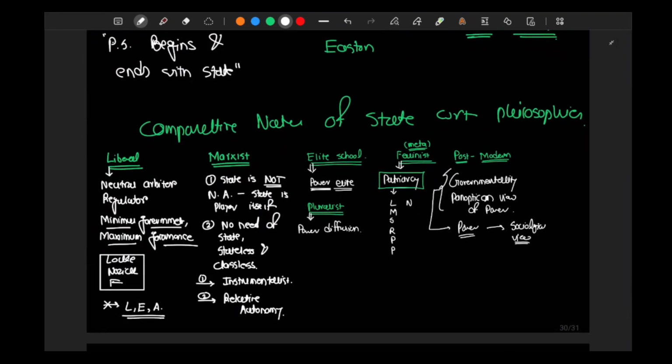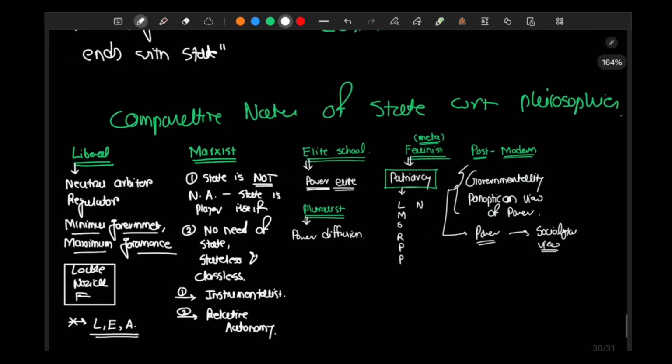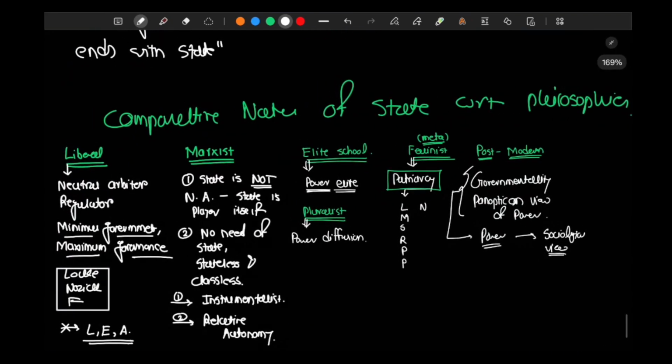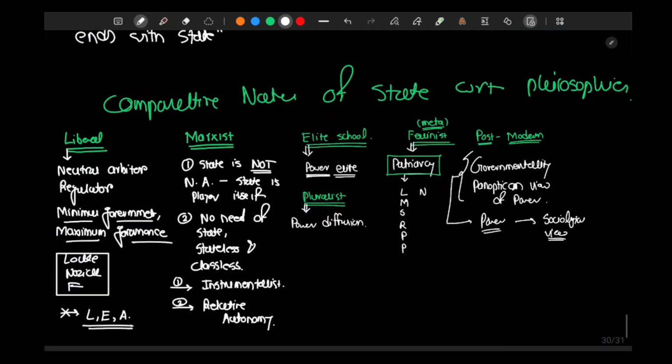So this is how, with respect to state, multiple philosophies are there. Liberals say one thing, Marxists say another thing, elite school and pluralists say another thing, feminists say another thing, and postmodern say another thing. That is how they compare. If a question comes on comparative nature of state, you have to write what different philosophies say about state. That is the idea.